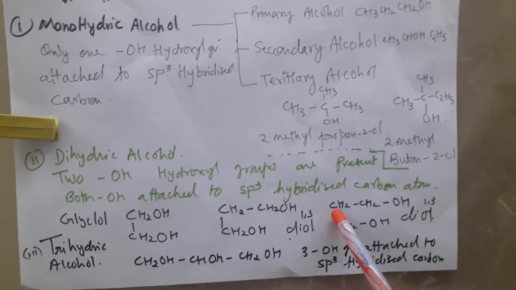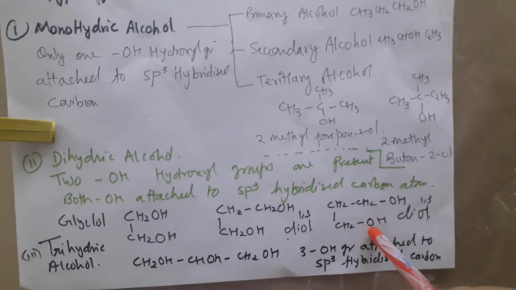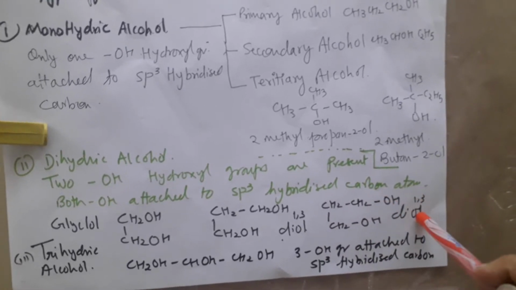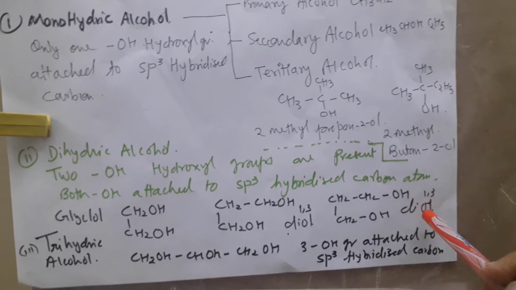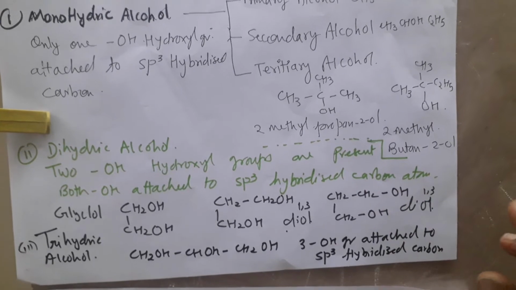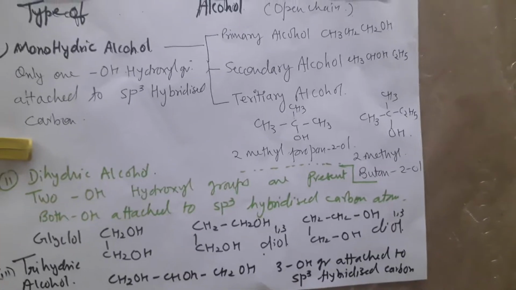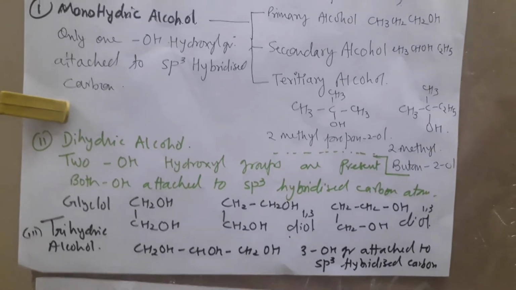Here, CH2OH, CH2OH. Here 1, 2, 3, so it is 1,3 diol. Clear? When the OH groups are going farther away, then we'll call it omega diol. Instead of position numbers, sometimes alpha, beta type naming is used.